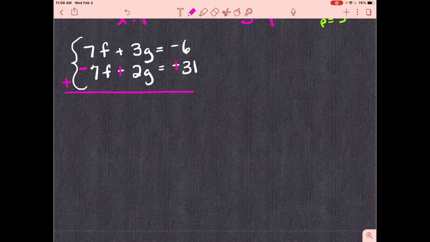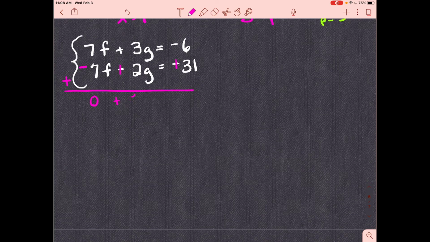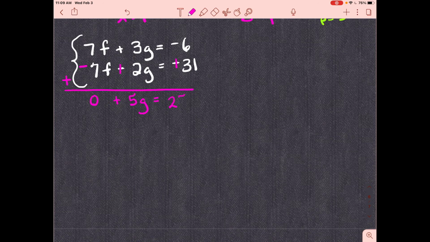7F and negative 7F makes a 0. 3G and 2G makes 5G. And negative 6 and positive 31 is going to be positive 25. Ignore that 0 plus because that doesn't really affect anything, and let's divide by 5 to get G equals 5. All right, I've got an answer for G.